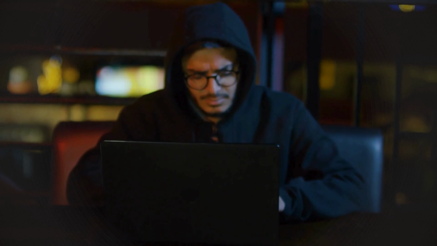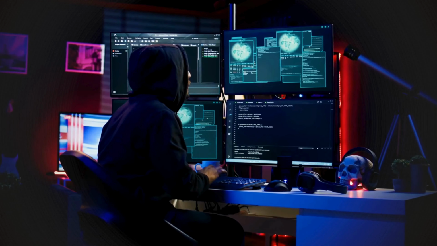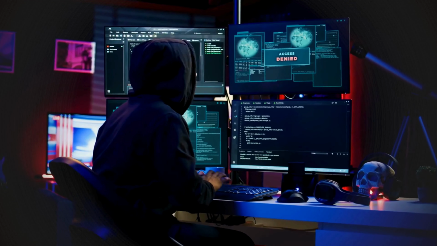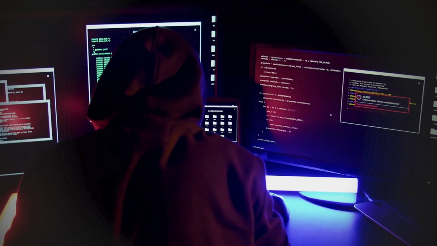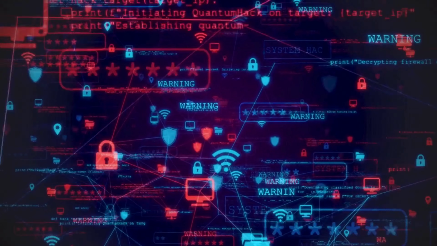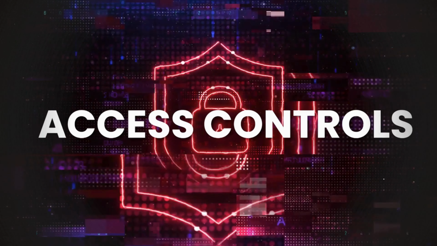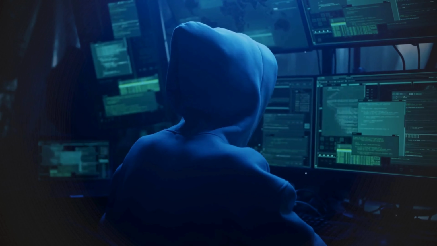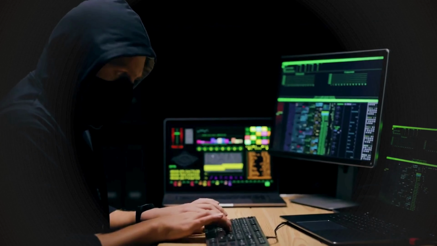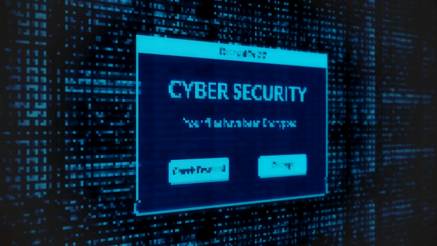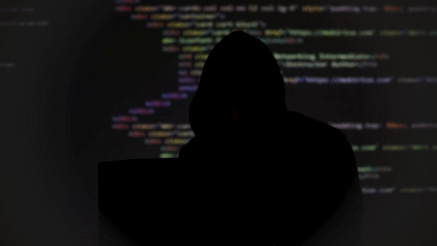In a world where nearly every aspect of personal and professional life relies on technology, cybersecurity is essential for protecting sensitive information, ensuring business continuity, and maintaining national security. It involves implementing a range of strategies and tools such as firewalls, encryption, and access controls to defend against threats like malware, phishing, and data breaches. By addressing vulnerabilities and mitigating risks, cybersecurity helps maintain the confidentiality, integrity, and availability of information.